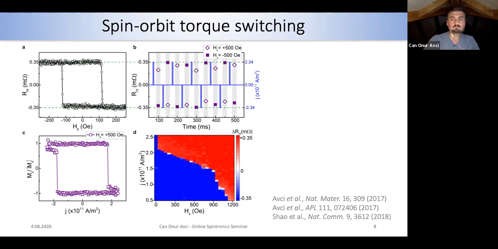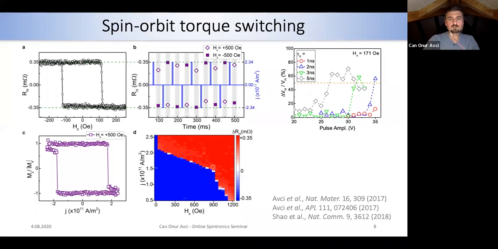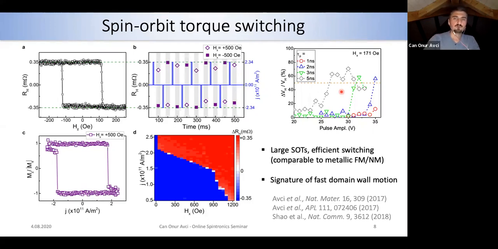induced phenomena. These measurements were done with millisecond pulses, but we are also able to switch the magnetization with nanosecond pulses. Okay, these signals don't look as clean, but here is the switching percentage. This device is a Hall cross on the order of a few micrometers. Even though it's a relatively large device, we are able to switch the magnetization on the order of a few nanoseconds.